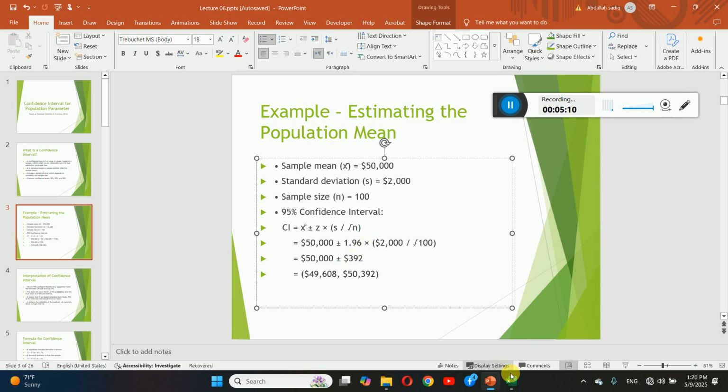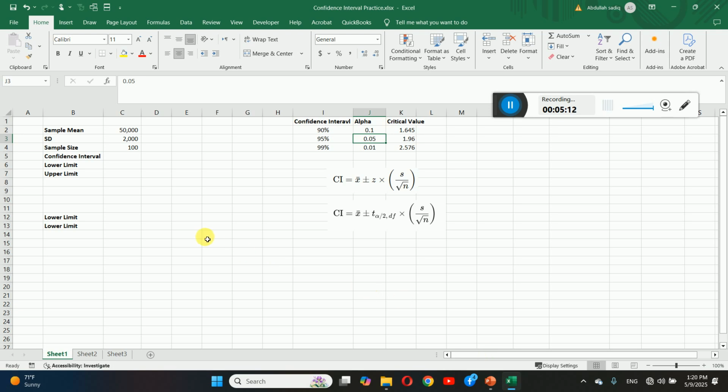Okay, look here, dear students, the same example we have here in Excel. The sample mean we have is $50,000. This is the average sale. The standard deviation means the average sale can vary by $2,000, and the sample size is 100. Now, how to find the confidence interval?